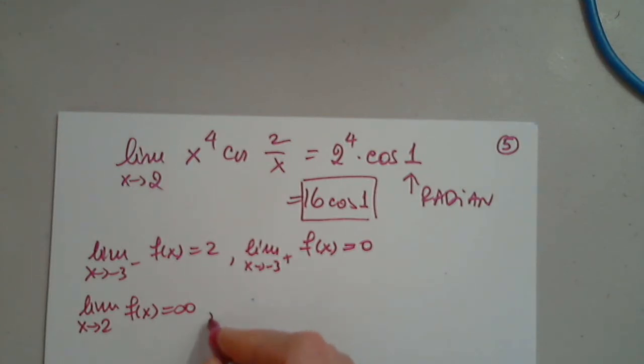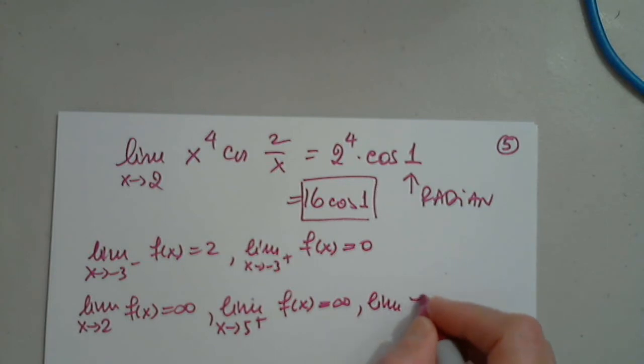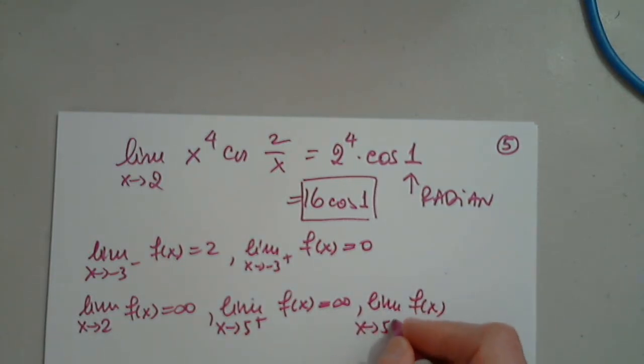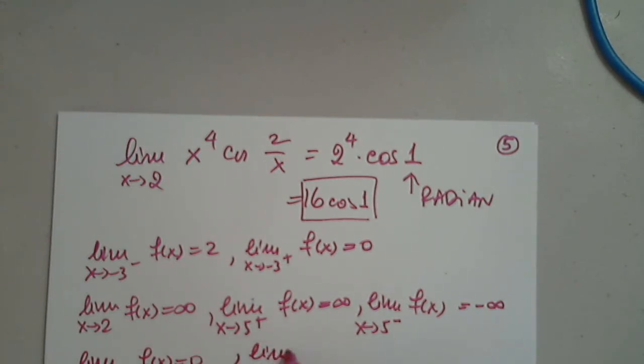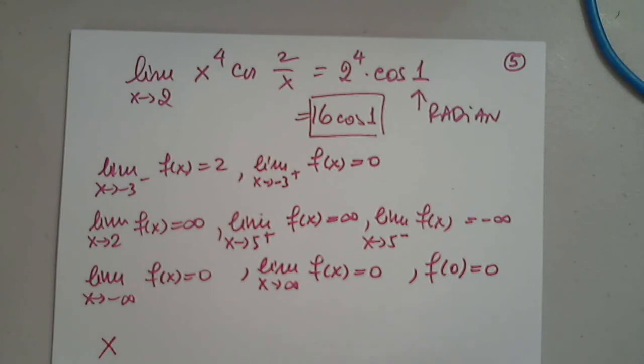The limit as x approaches 5 from the right of f of x is infinity. The limit of f of x as x approaches 5 from the left is -infinity. Then we have the limit as x approaches -infinity of f of x is 0. The limit as x approaches infinity of f of x is also 0. And f of 0 is 0. Okay, so we start with the table to organize the information, to make sure we don't miss anything.